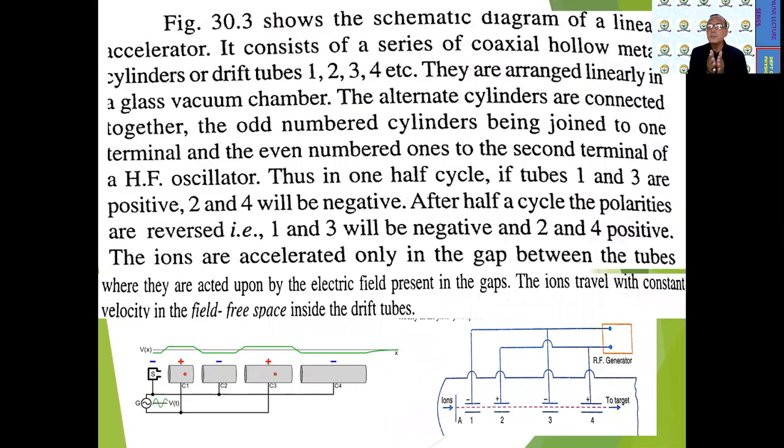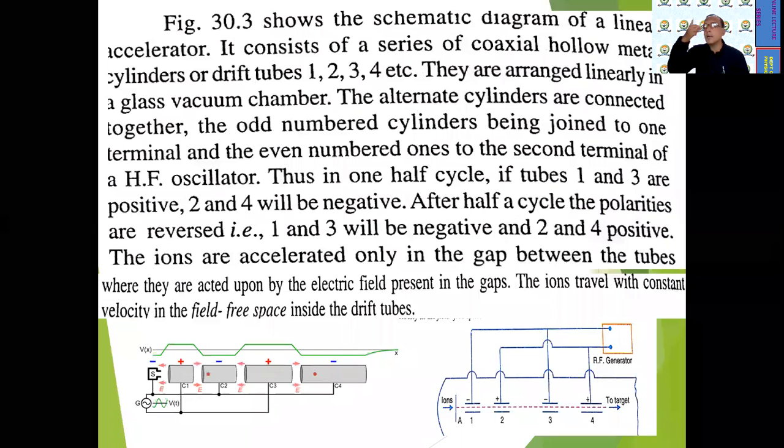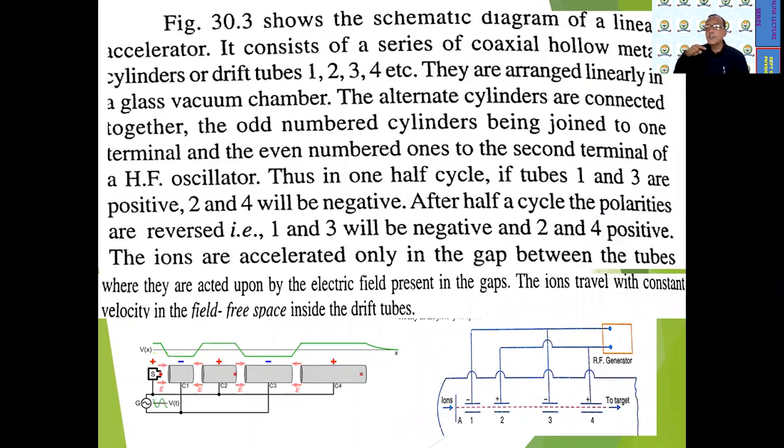Odd number cylinders are being connected to one terminal and even number cylinders are connected to the second terminal of high frequency oscillator. High frequency oscillator समझता ना, जो ऑसिलेट होता और पॉजिटिव निगेटिव एनर्जी देता, समझता ना आपको? पॉजिटिव साइकिल निगेटिव साइकिल फिगर में कैसा बताते हैं, ऐसा अल्टरनेट साइकिल समझ में आती ना आपके? प्लीज ऑल ऑफ यू टेल यस और नो. Yes sir. Yes, so these even and odd terminals are connected to the high frequency oscillator.